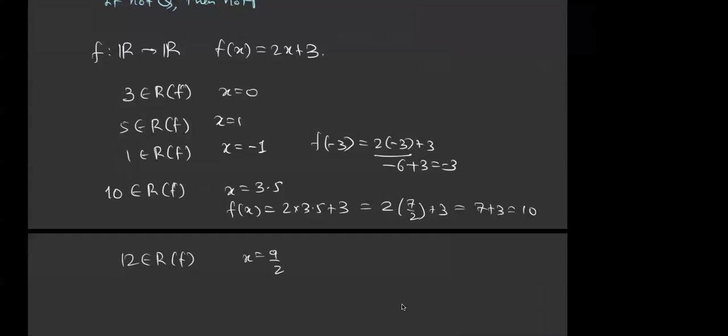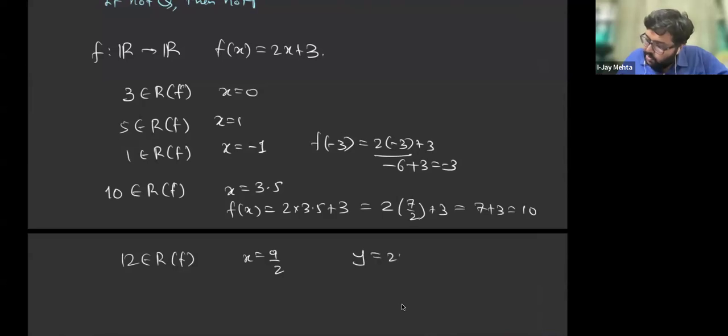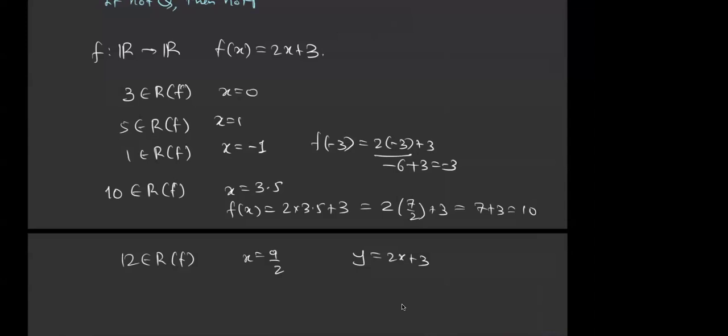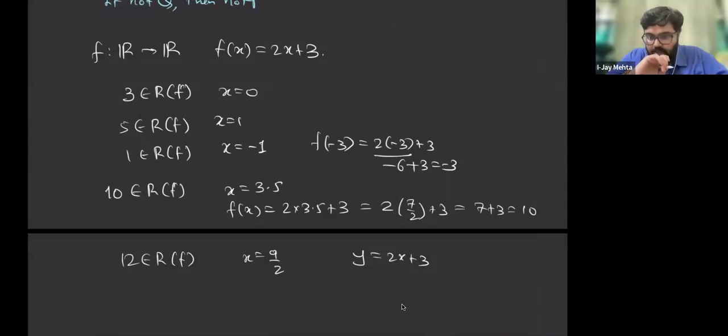Sir, we have y is equal to 2x plus 3. So x is equal to y minus 3 upon 2. But why did you assume y equals 2x plus 3? Because we have y is equal to f(x). So we want to find x, right? But we don't know whether x exists or not. So what is Shivam doing?